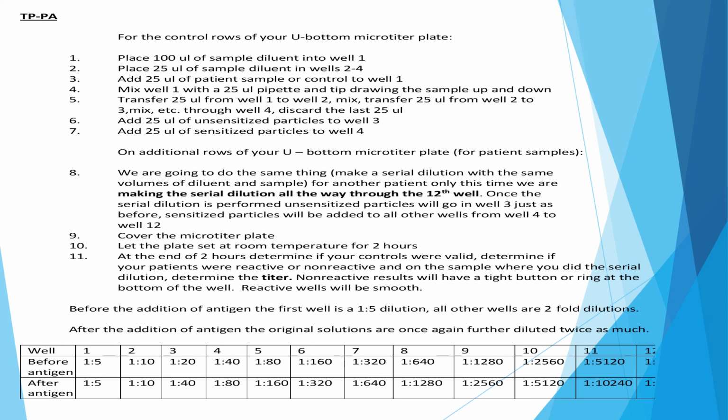At the end of 2 hours, we look for either flat mats or buttons. Buttons are considered non-reactive wells, while a flat mat is considered a positive well. And so we can actually figure out the titer by looking for the last positive well. Our last detectable antibody is our positive titer.